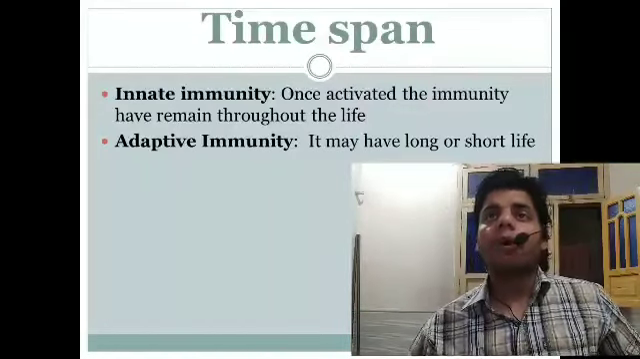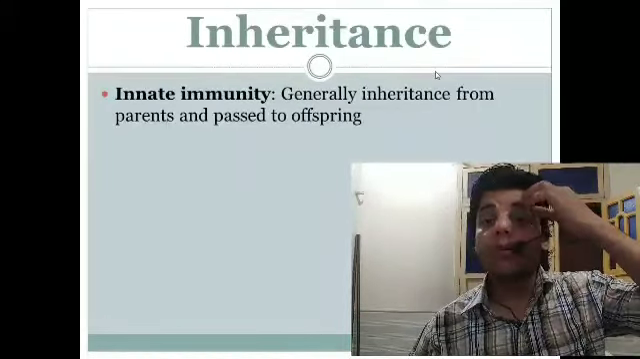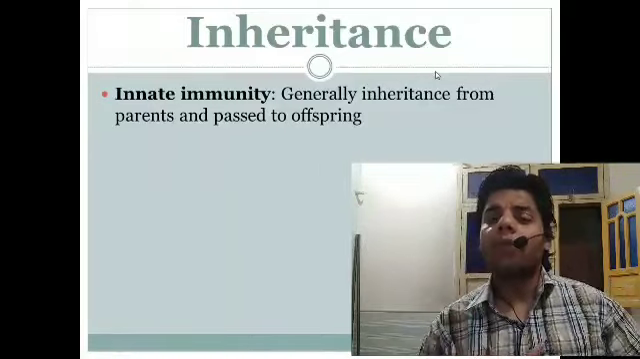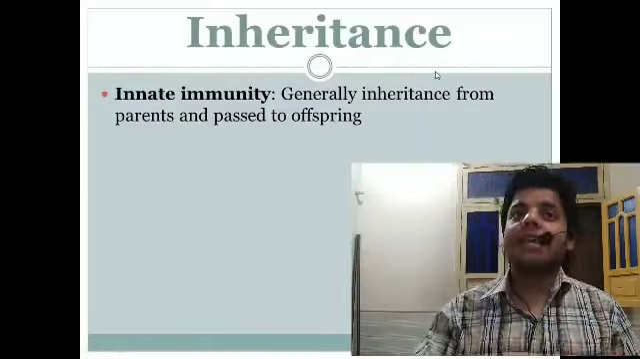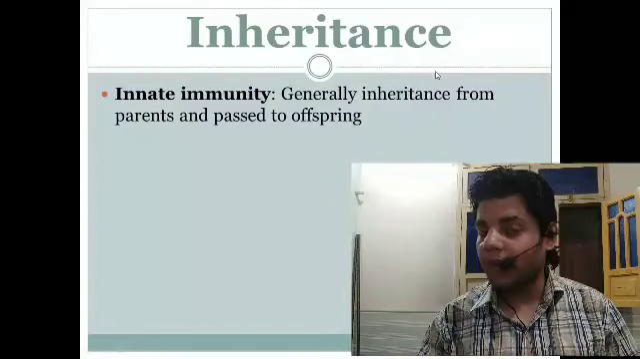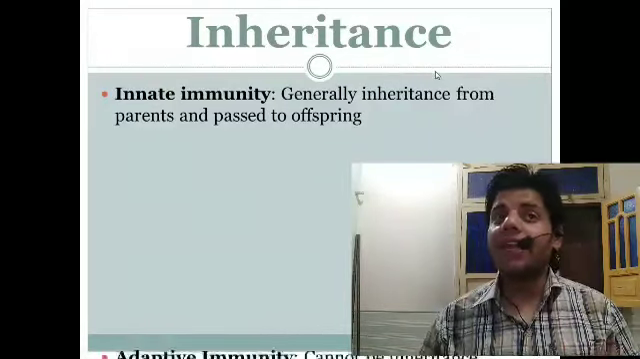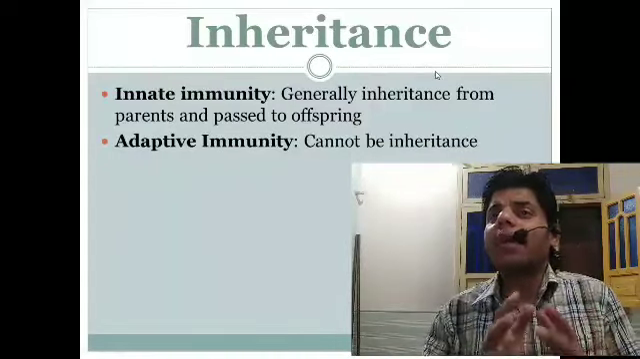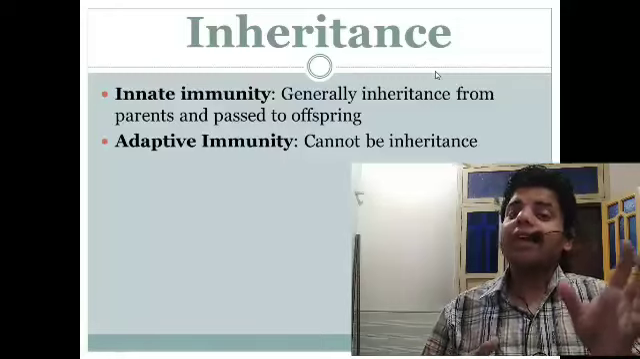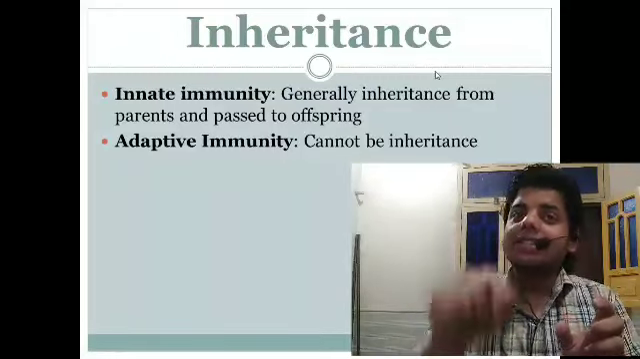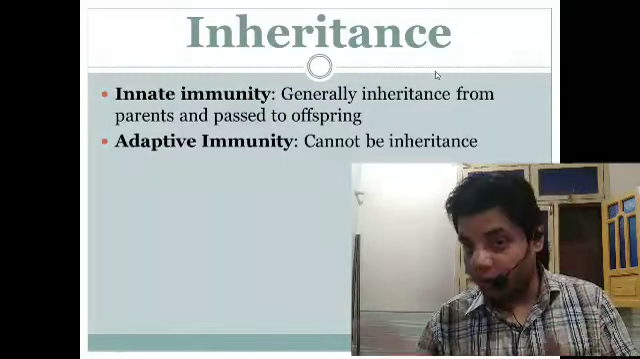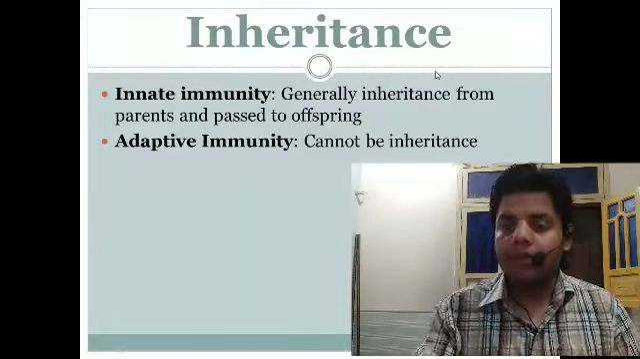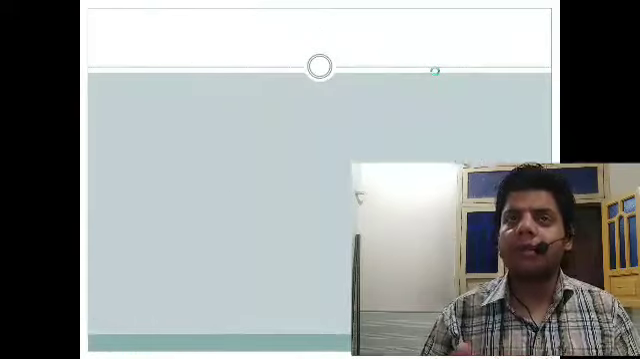Okay. Now let's talk about inheritance. If we talk about the inheritance of innate immunity, we usually take it from the parents, and this innate immunity is transferred to the offspring as well. On the other hand, adaptive immunity is the opposite. It cannot be inherited. It means that we cannot take it from the parents, and adaptive immunity is not transferred to the offspring either. It may be activated during a specific lifetime.